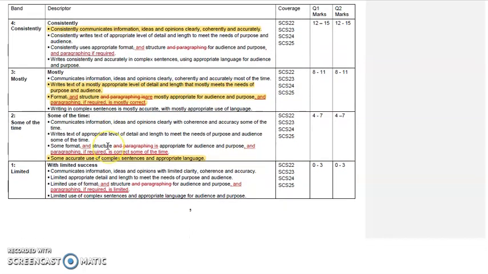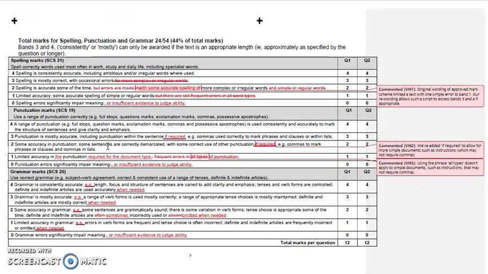Spelling, punctuation and grammar is again worked out like this. So you get a maximum of 4 and a minimum of 0 for each of these areas. So spelling, punctuation and grammar. So if your spelling is consistently accurate, you'll get a full 4 marks. Now you'll notice here, you don't have to get every single word spelt correctly to get top marks here. They will allow 1, maybe 2 spelling errors, especially on complex words. Beyond that though, you would start to lose marks.